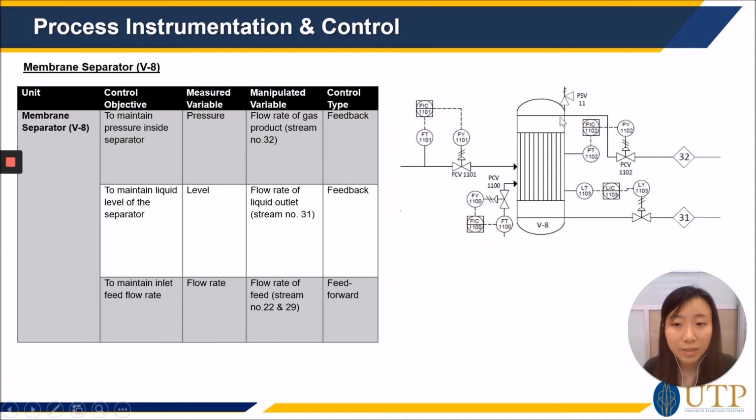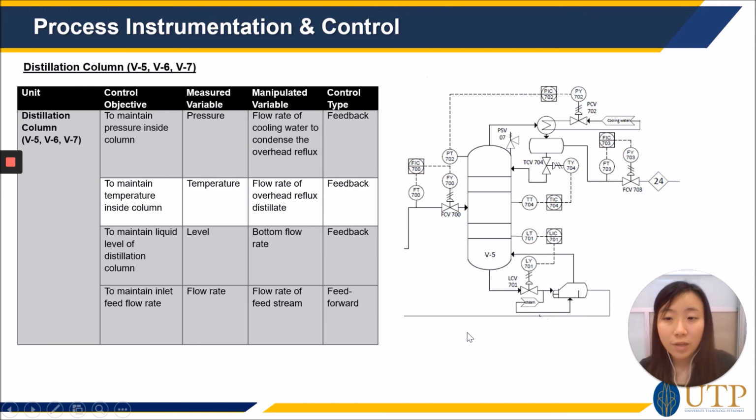Moving on to the membrane separator V8. To maintain the pressure inside the separator, we also adjust the flow rate of the gas product here. And to maintain the liquid level of the separator, similarly, we adjust the flow rate of the liquid outlet here. And then, similar as before, to maintain the inlet feed flow rate, we adjust the flow rate of the feed here by the feed forward control.